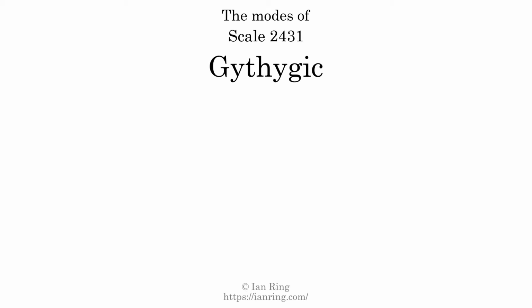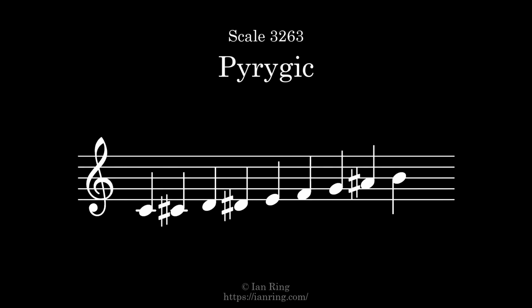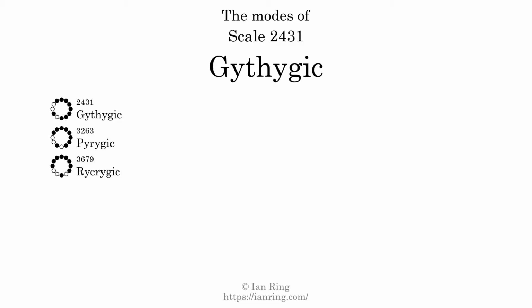This scale has 9 modes. The first mode is itself. The second mode is scale 3263, also known as Pyragic. It sounds like this. The third mode is scale 3679, also known as Gythygic. It sounds like this.